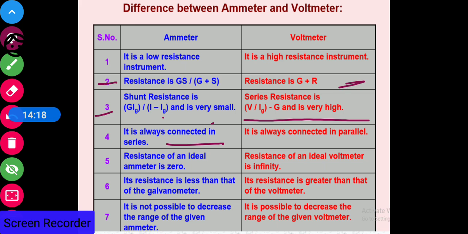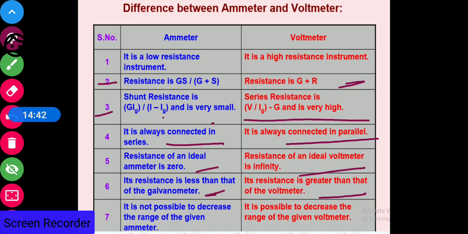The ammeter is always connected in series. The voltmeter is always connected in parallel. Why in series? So that maximum current may pass through it. The resistance of an ideal ammeter is 0, and the resistance of an ideal voltmeter is infinity. The ammeter's resistance is less than that of the galvanometer. The voltmeter's resistance is greater than that of the galvanometer.